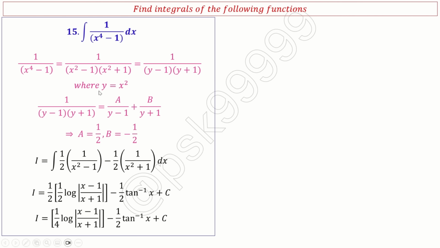1 by, I will call y equal to x square. Then it will become 1 by y minus 1 into y plus 1. So this one I will solve using partial fractions, where a is half and b is minus half. So it will become half of 1 by x square minus 1 minus half of 1 by x square plus 1. Now we have a standard formula for this one, right? So I just use the standard formula here and then solve the problem. Okay, next.